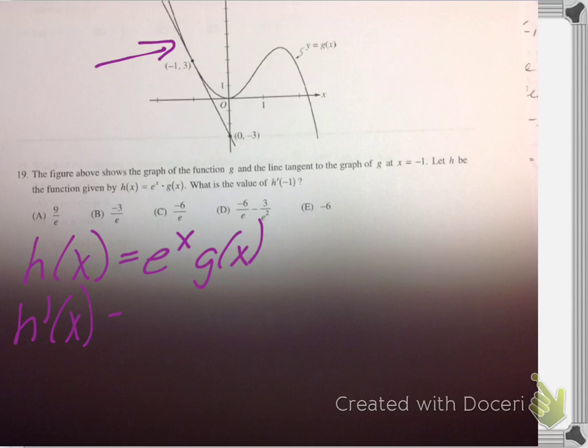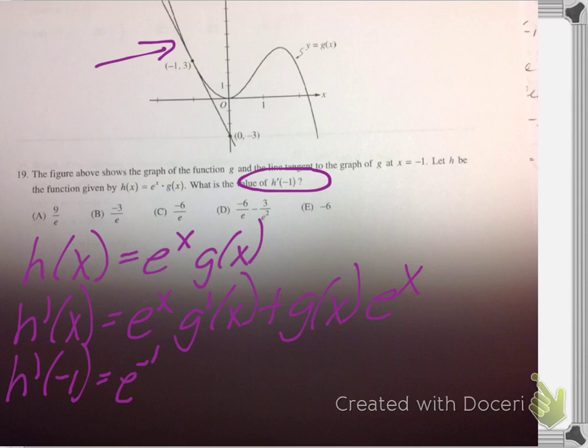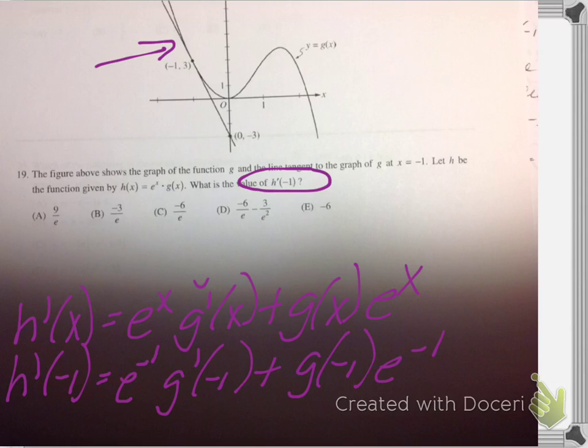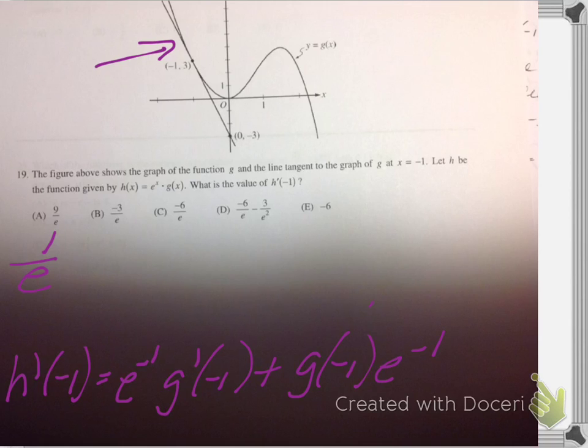Okay, so this is going to be a product rule. So it's the first times the derivative of the second plus the second times the derivative of the first. And we need to find the derivative when x is -1. So wherever there's an x, I'm going to put a -1. Okay, so I'm just going to erase and make some room here. Okay, so e to the -1 is just 1 over e. G prime of -1 we don't know yet.